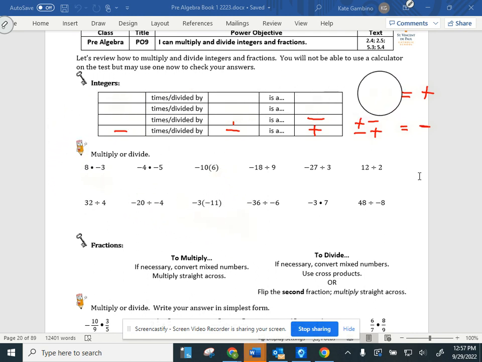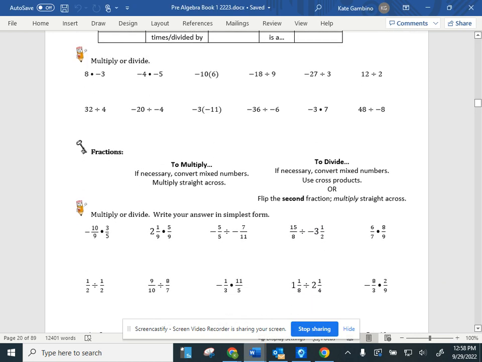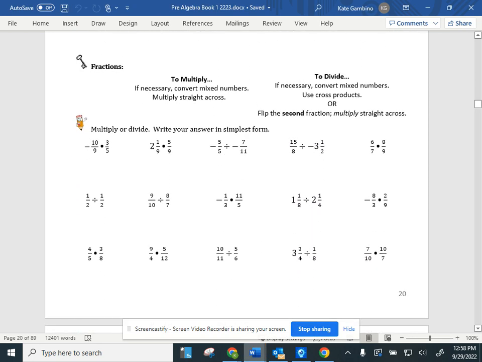All right, let's look at what the rest is that we are doing. Oops. Fractions. Woo. Next time do that before I start recording.